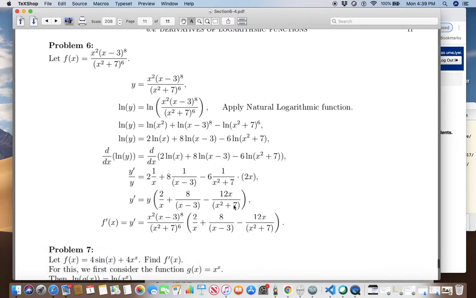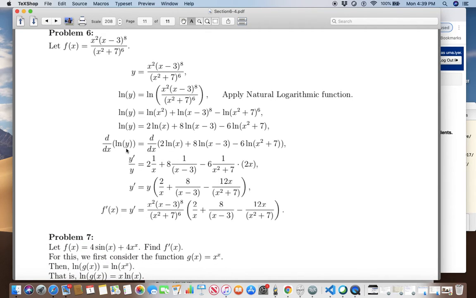Now when you take the derivative, you use the chain rule: 1 over y times y prime, and the derivative of the right hand side. 2 is a constant; the derivative of natural log x is 1 by x. 8 is a constant; the derivative of this is 1 over x minus 3, and the chain rule fetches just 1. Minus 6 is a constant; the derivative of natural log of x squared plus 7 is 1 over x squared plus 7 times the chain rule 2x. So essentially I get 2 by x, plus 8 by x minus 3, minus 12x by x squared plus 7.